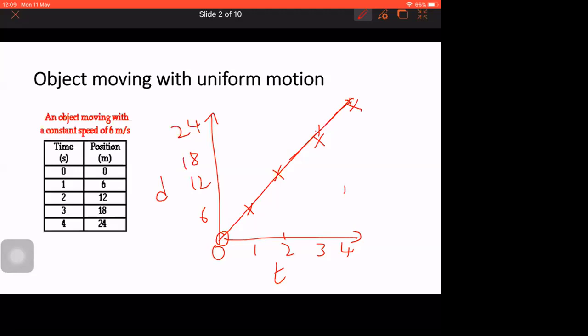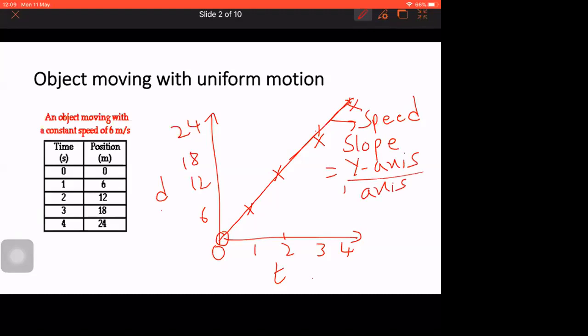Whenever you're drawing the graph between distance and time, you will be getting your speed. So this line is the indication of the speed. Now we are calling it the slope. As in the previous class, slope is equal to x-axis divided by y-axis.